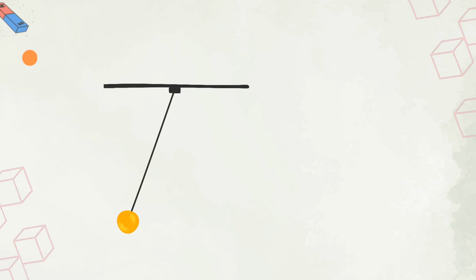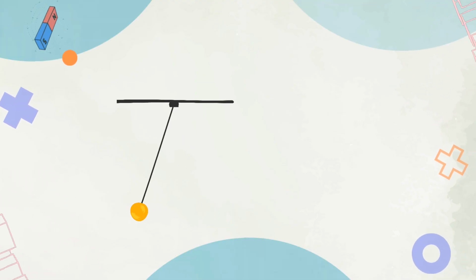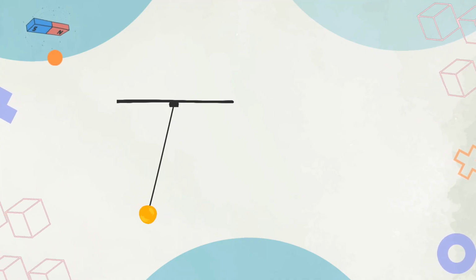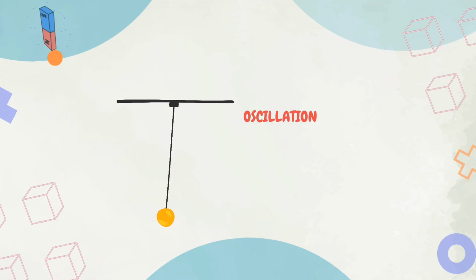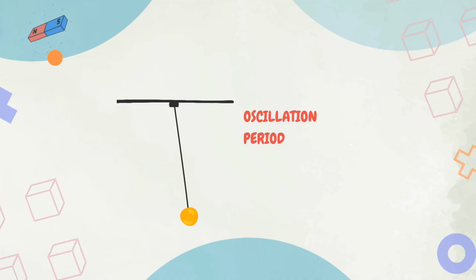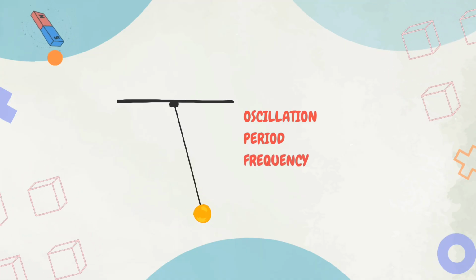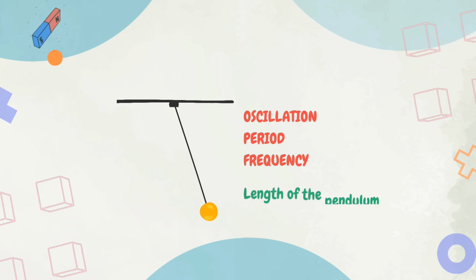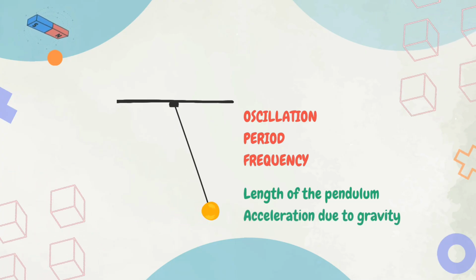To recap, a pendulum is an object hanging from a fixed point that swings back and forth. The pendulum can be used to measure time. The terms used to describe the pendulum are oscillation, which is the swing of the bob back and forth, period, which is the time taken to complete one oscillation, and frequency, which is the number of oscillations completed in 1 second. The factors that affect the period of the pendulum are the length of the pendulum and the acceleration due to gravity, which is simply the gravitational force.